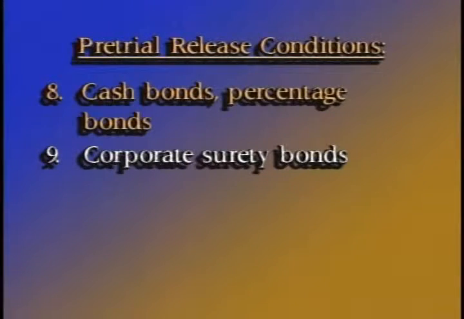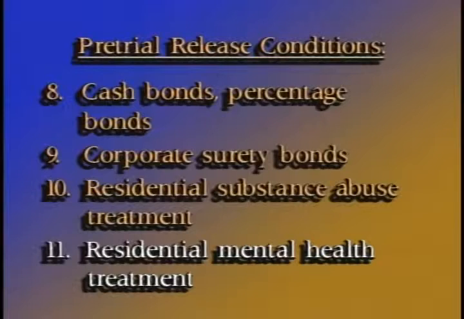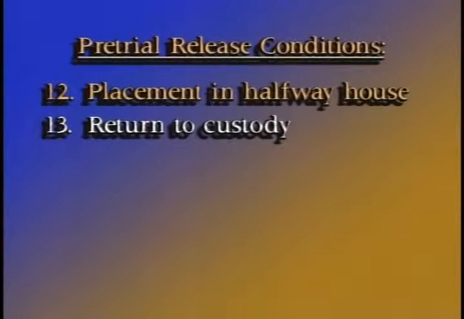Two other release conditions that are closely related to each other are residential substance abuse treatment and residential mental health treatment. These community-based conditions are intended for defendants whose substance abuse or mental health problems can only be controlled by inpatient treatment. Pretrial services may have residential facilities under contract to provide for immediate admittance. Placement in a halfway house or periodic return to custody are two other available release conditions.